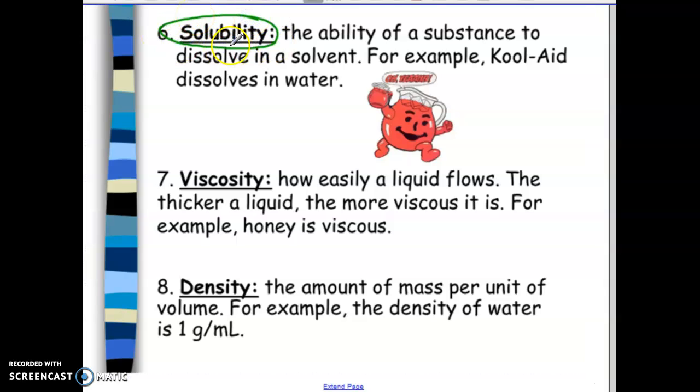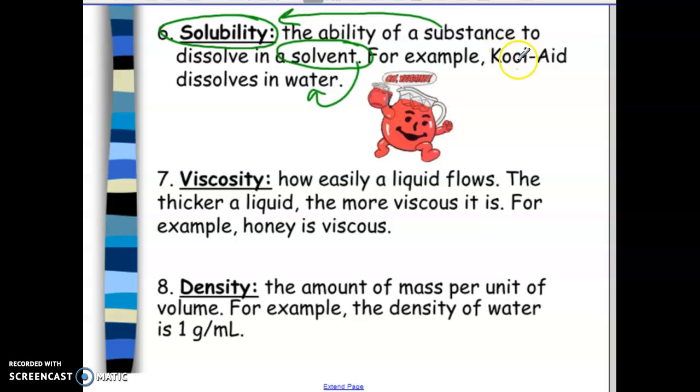So typically when we're talking about solubility, we're usually referring to something dissolving into something else. Okay, so there's a term for that. The substance that we're trying to dissolve is usually what we're talking about. And the liquid we're trying to dissolve it in is referred to as the solvent. So let's say I had powdered Kool-Aid and I'm trying to dissolve it in water. Water would be my solvent.